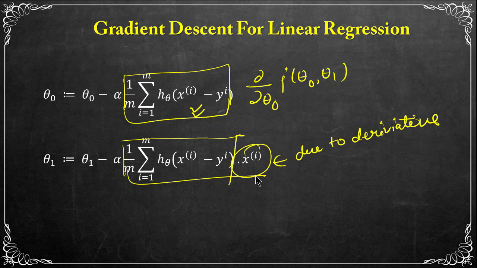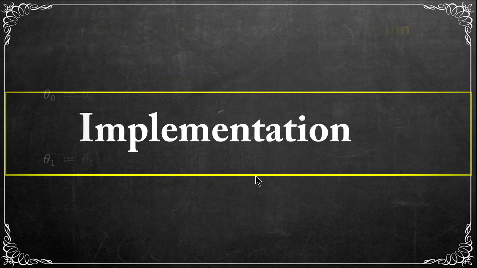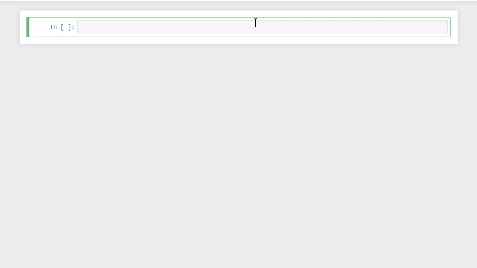Now I think you have got a better intuition about gradient descent. You are familiar with the alpha value, choosing alpha, and tuning, and also you are familiar with gradient descent for linear regression. Now it's time for the implementation of our gradient descent. So without wasting time, let's get into it. I'm on my Jupyter Notebook.